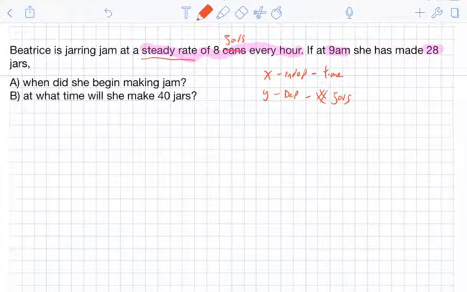Slope is equal to 8 jars per hour. It's the ratio of how the number of jars on the table is increasing depending on how the time is changing. So now I can use point slope form to write out this expression. y minus 28 is equal to 8 times (x minus 9).